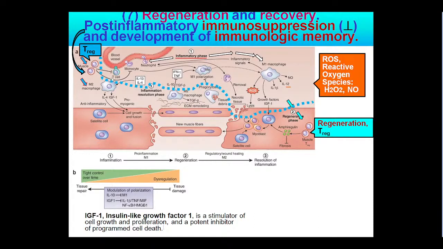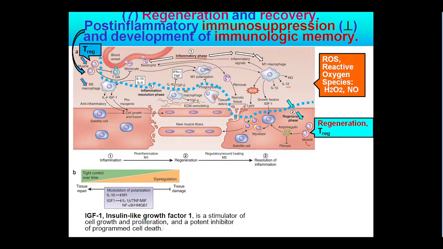When bacteria disappear, monocytes migrating from the vessels into tissues mature into M2 macrophages. M2 macrophages, what are they? Their synthesis is stimulated by interleukin 13 and interleukin 4 produced by T helper cells type 2. M2 macrophages produce interleukin 4 and insulin-like growth factors. They stimulate regeneration of tissues.